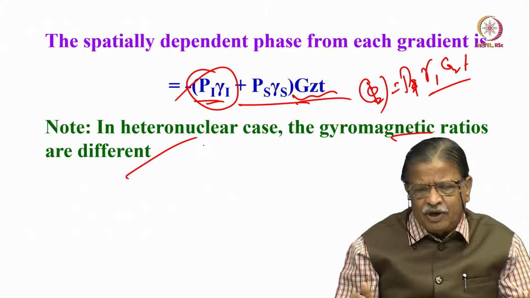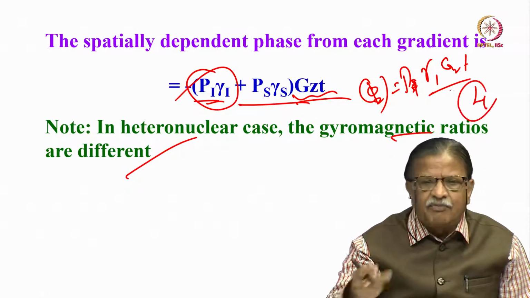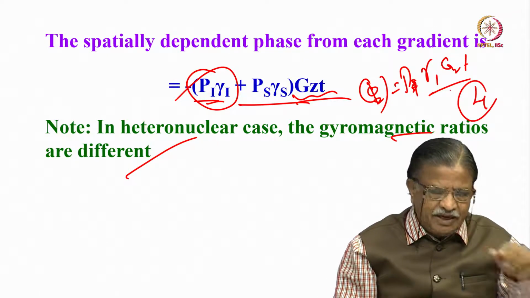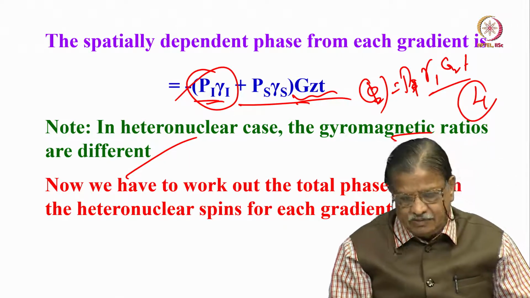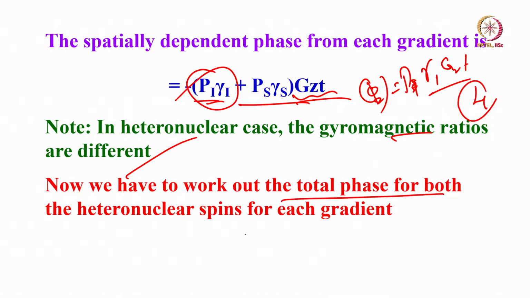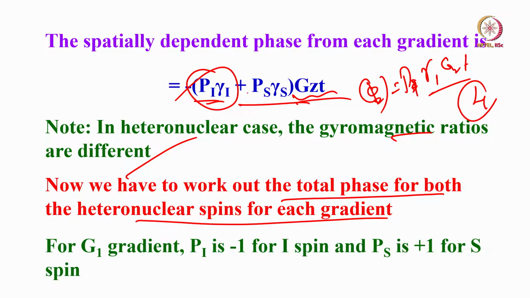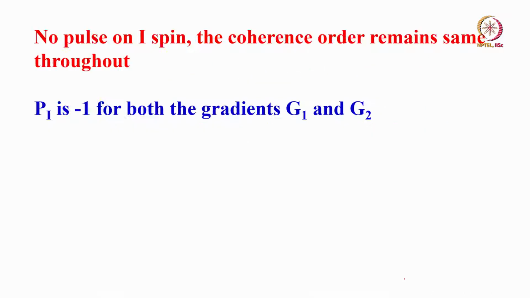Gamma for carbon is 4 times less than that of proton, you know that. So that is why you have to explicitly calculate now. Now we have to work out the total phase for both the heteronuclear spins for each gradient. For each gradient you have to work out what is the total phase. For G1 gradient, pI is equal to -1 for I spin and pS is +1 for S spin.